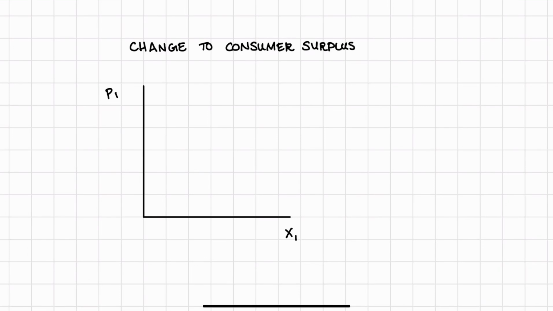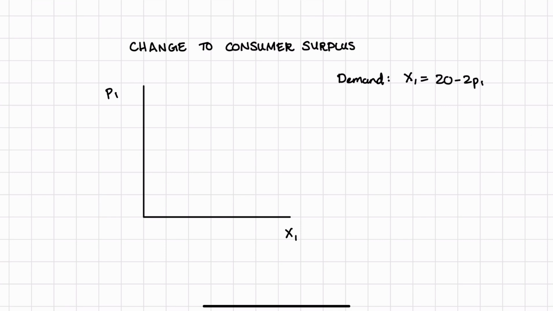In this video, I want to talk about what happens to consumer surplus when something like a price change happens. So let's take, just for an example, let's consider a demand curve. Let's let demand for good 1 be given by x1 equals 20 minus 2p1.